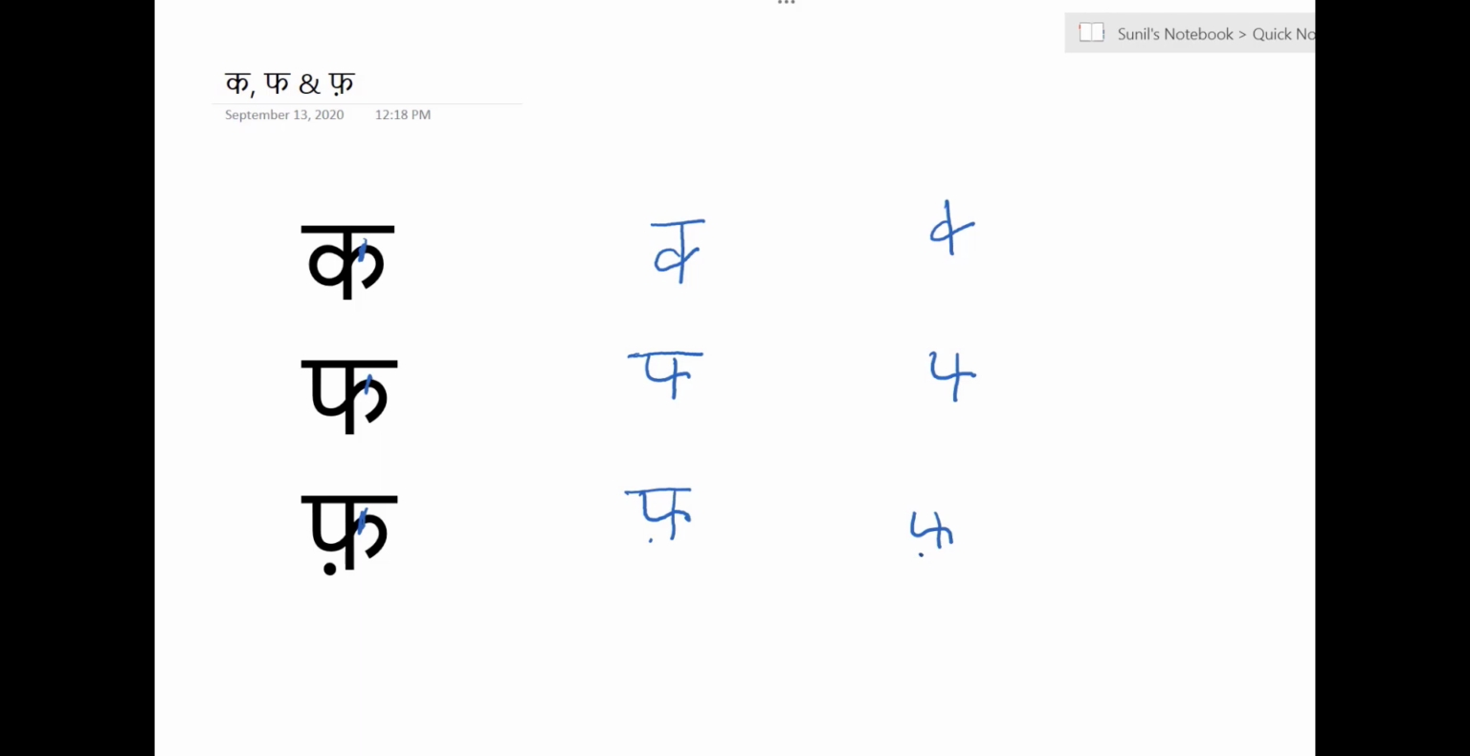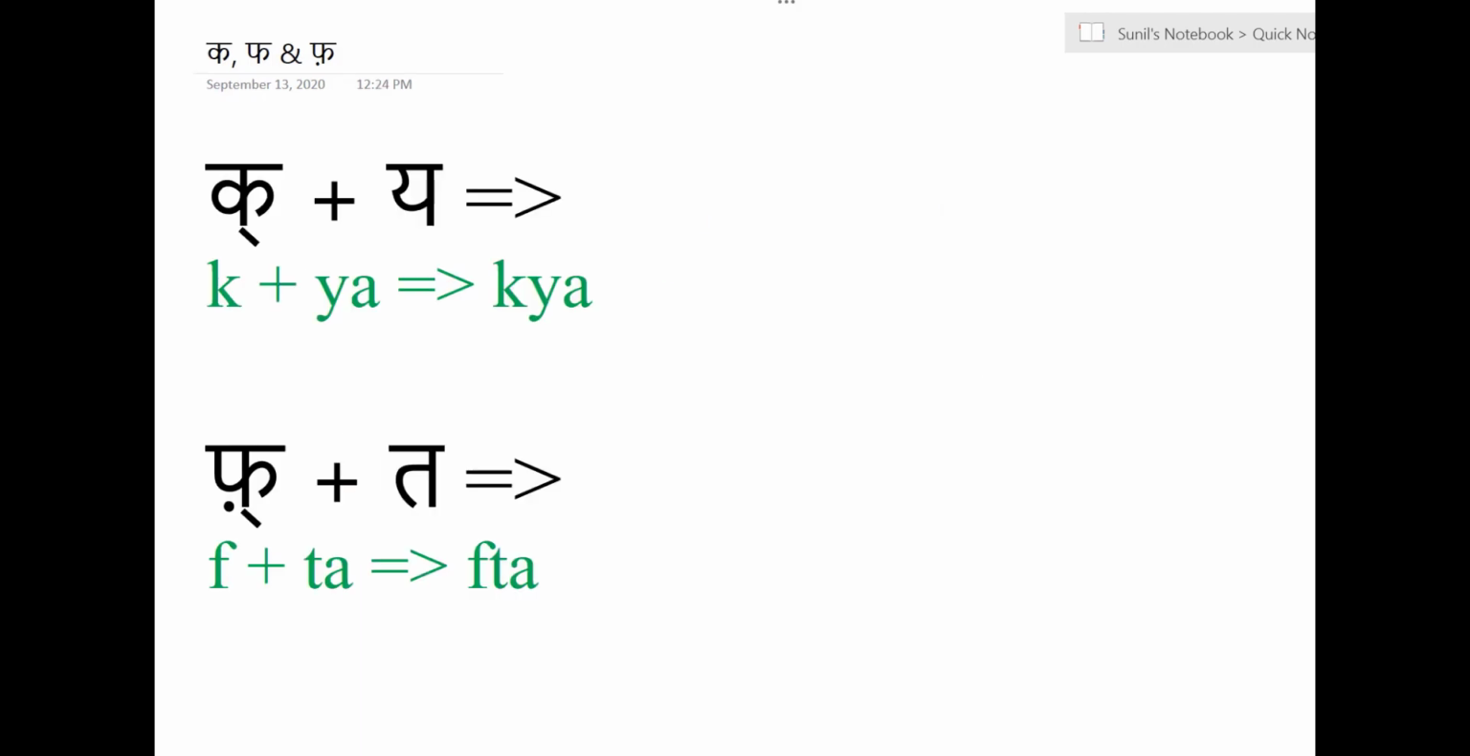Let's take some words with half ka, half pa and half fa. Let's see how do we write kya. So you write ka and take off the half tail and join it with ya. This is kya. Let's see how to write fta. You write fa, take off the half tail and join it with next consonant ta. This is fta.